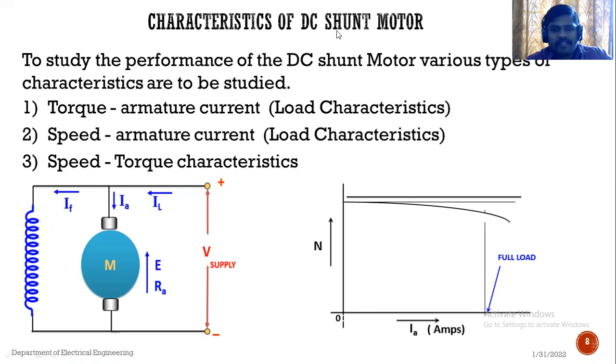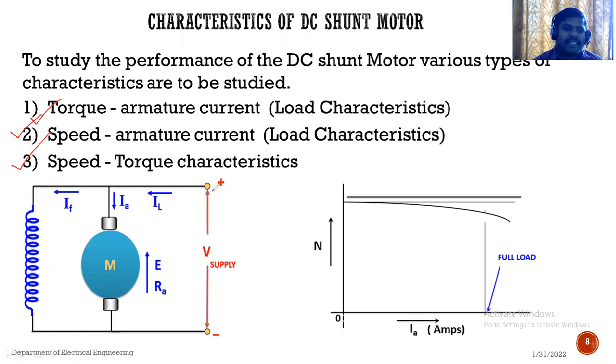First, torque versus armature current characteristics, speed versus armature current characteristics, and the speed torque characteristics. These three characteristics we want to understand for each type of motor, like DC shunt motor, DC series motor, and DC compound motor. याच्यासाठी आपल्याला या characteristics काय करायचे, understand करून घ्यायचे. Now, the torque armature current characteristics, that is the load characteristics, the speed armature current characteristics, and the speed torque characteristics. We will see them one by one.